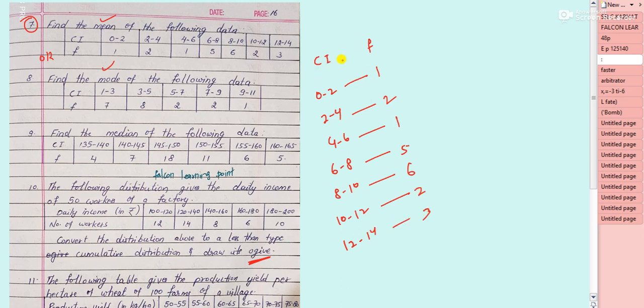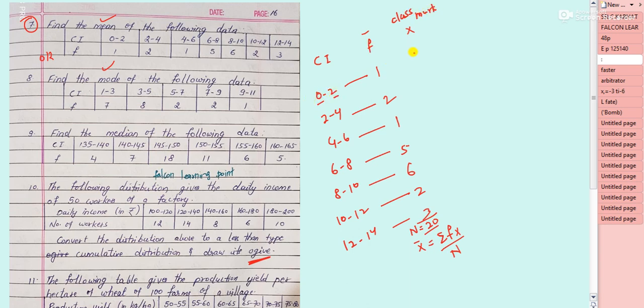Now mean, how to find the mean of grouped data? Yes, we have the formula, x bar is equal to sigma fx by n, right? N is the total number of observations, so if you add these frequencies, 3, 4, 9, 9 plus 6 is 15, 15 plus 5 is 20, so n is 20. What is fx? We have f, we don't have x. X is the class mark. I taught you how to find this. Just add the limits and divide by 2.